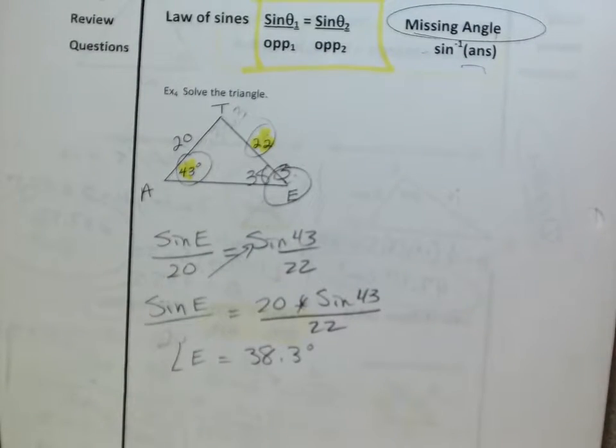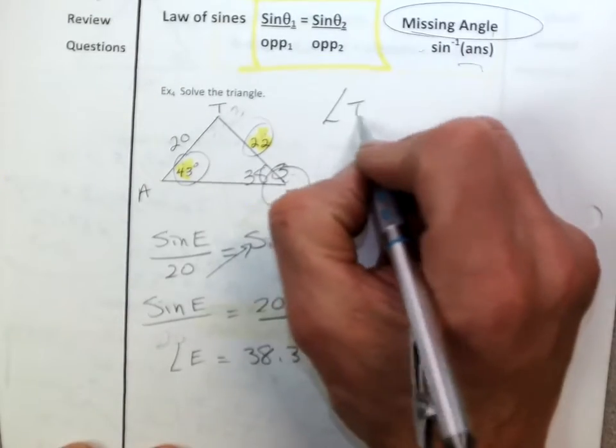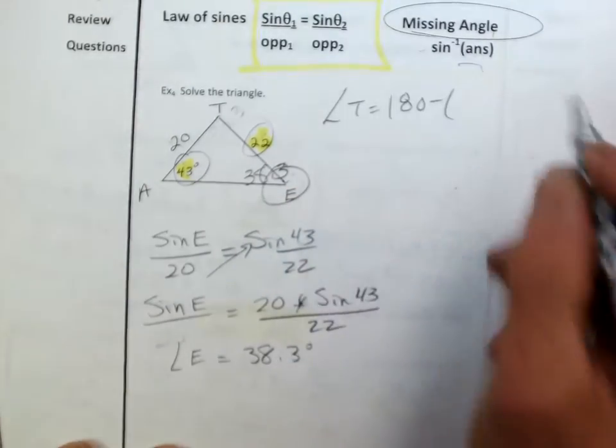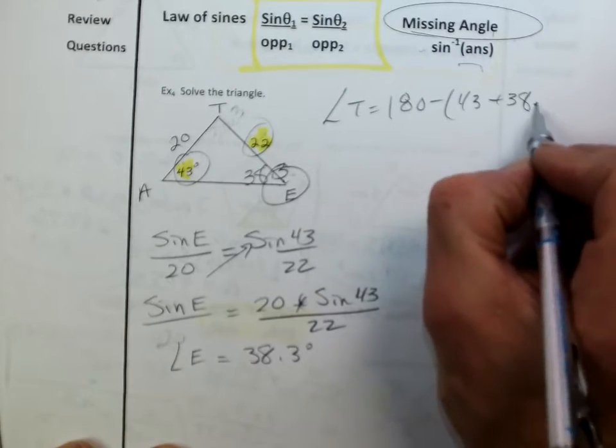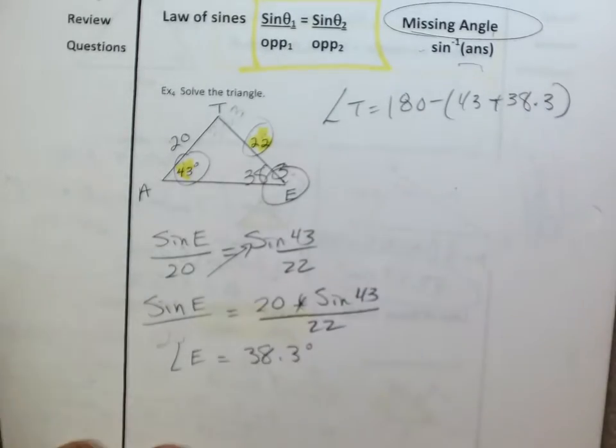Okay, now, what about angle T? Can we find angle T? How about angle T? You're right. Michaela is totally right. Angle T is equal to 180 minus 43 plus 38.3.